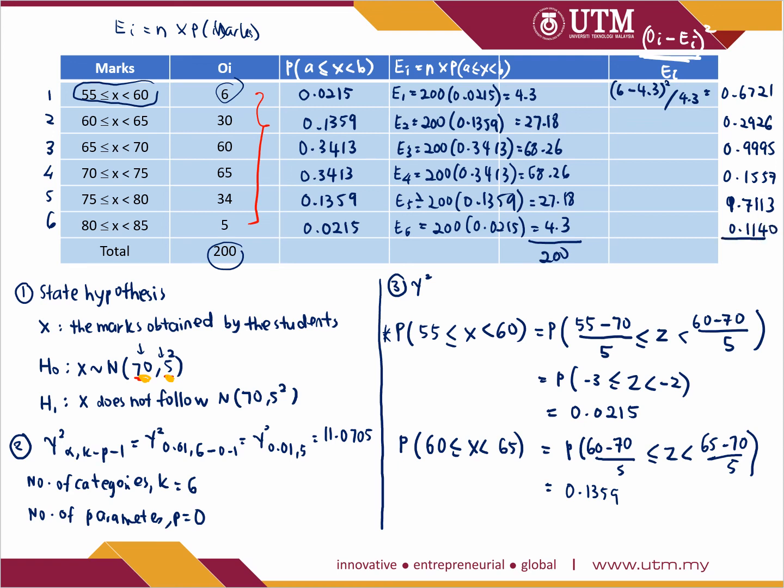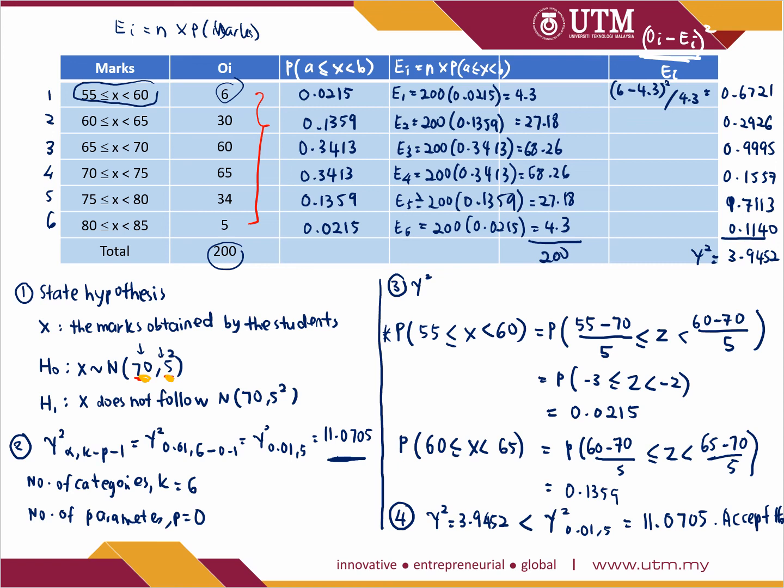So the total of these equals 3.9452, and this value is the chi-square statistic. Now that we have the chi-square value, the next step is to make a conclusion. Our chi-square, which is 3.9452, is less than the critical value, chi-square 0.01, 5, which equals 11.0705. So we make the decision that we accept H0.